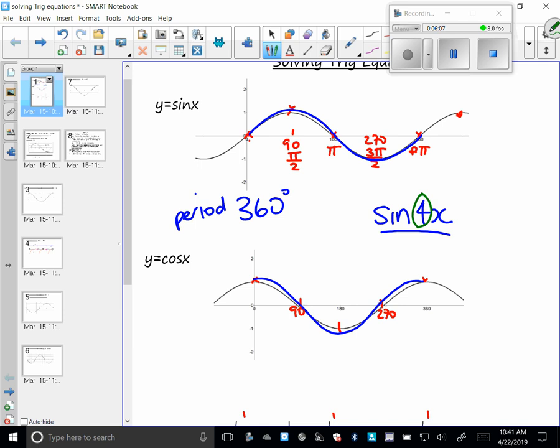What happens is that this 4 tells us that in our normal 360 period, we've now got 4 cycles. So where our period used to be 360, our period for this one would actually be 90. So the whole graph would happen within 90 degrees. Do we kind of remember that?